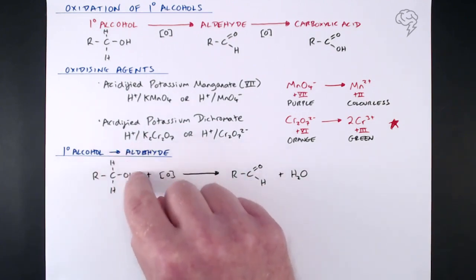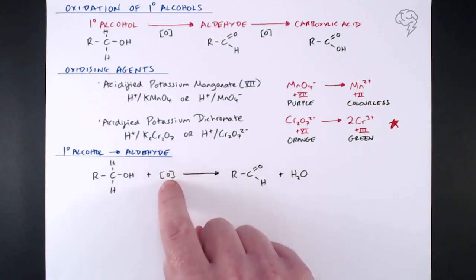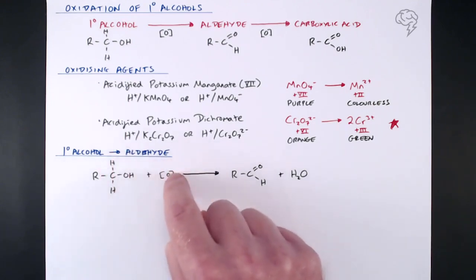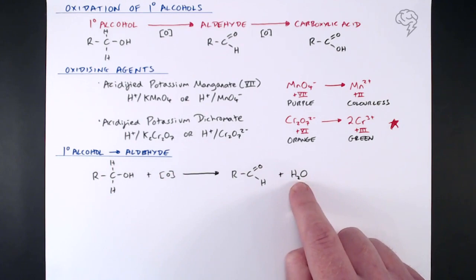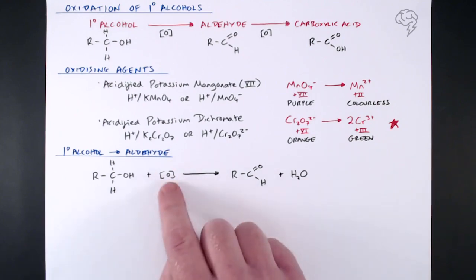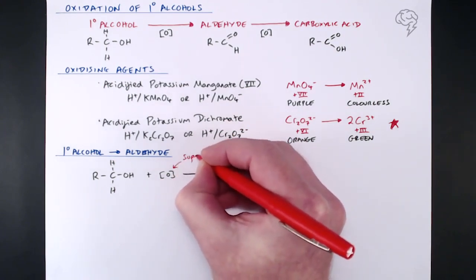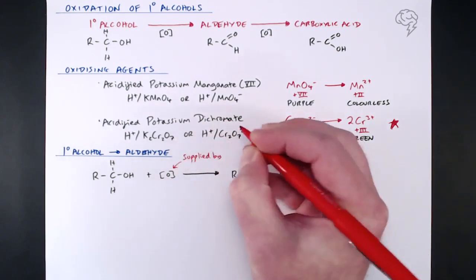So we're releasing 2 hydrogen atoms here. This oxygen from the oxidizing agent bonds with those 2 hydrogens to make water. Okay, so this is the overall equation for the oxidation of an alcohol to an aldehyde with 1 oxygen in square brackets here. So this oxygen in square brackets, as I mentioned, is supplied by the oxidizing agent.